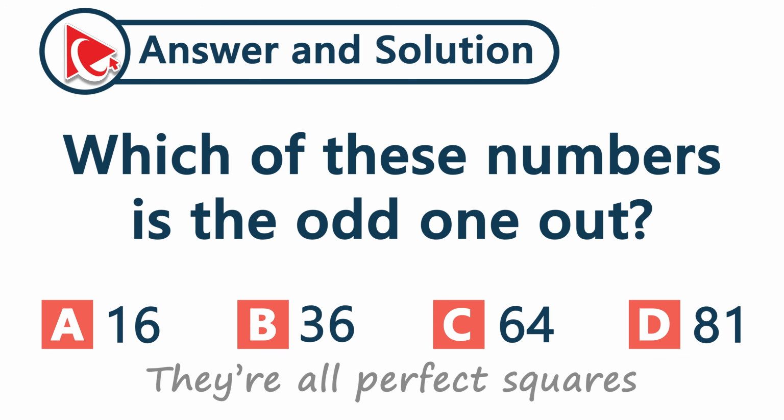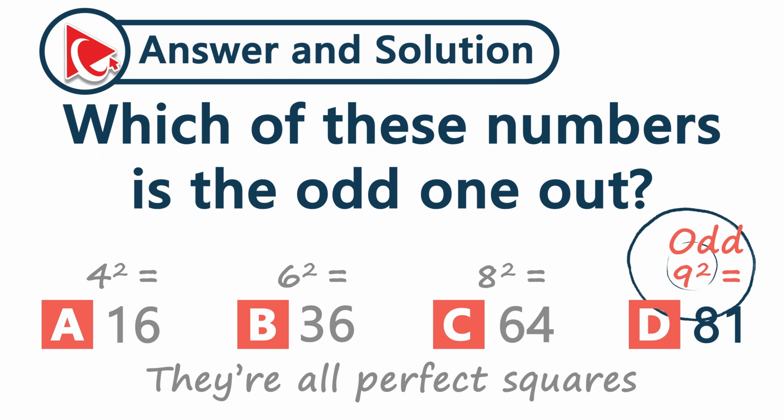They are perfect squares, which means each one can be written as a number times itself. So far so good, right? But there's a twist. Let's dive deeper. 16 is 4 squared, 36 is 6 squared, 64 is 8 squared, and 81, that's 9 squared. Notice anything? That's right, only 81 is the square of an odd number. The others, all even roots. So final answer is choice D, 81.